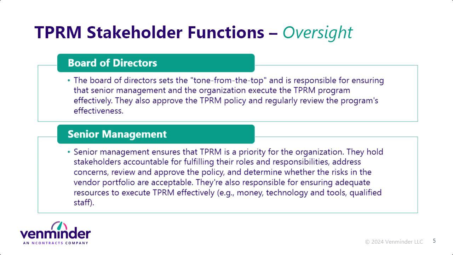All right, so let's take each of these roles and responsibilities and break them into groups by function. Now, we are going to start today with the oversight function, which really includes the board of directors who set that tone from the top and hold management accountable for making sure that third-party risk management is executed efficiently and effectively and helps protect the organization and its customers.